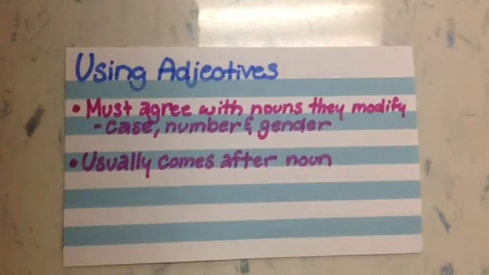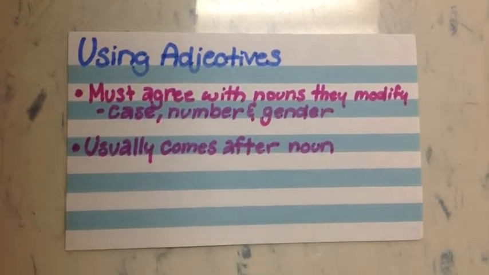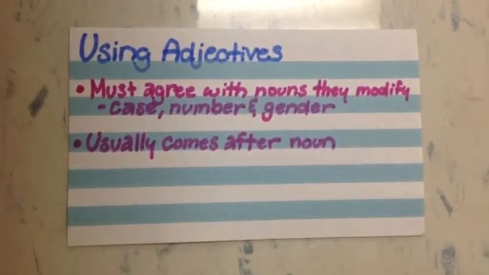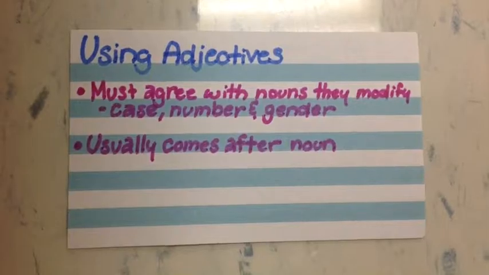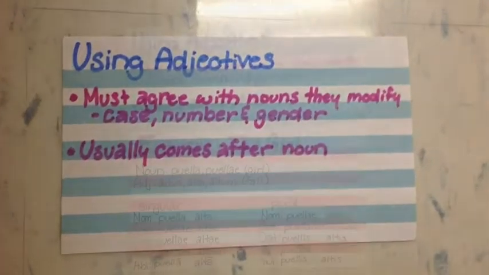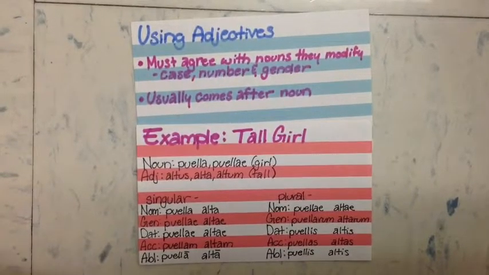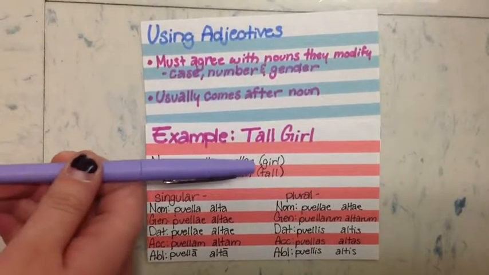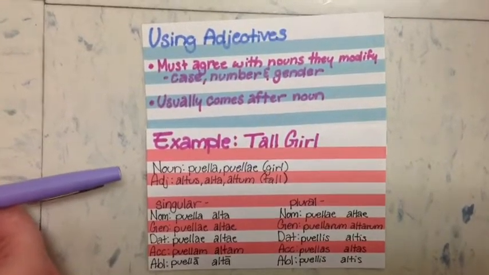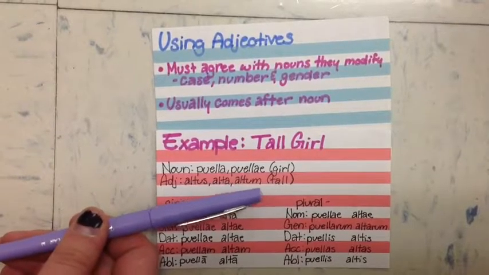When you're translating adjectives, they're a little bit different than when you use them in English, because they must agree with the nouns they modify in case, number, and gender, and usually when you see them they come after the noun. So now let's look at an example of using an adjective. So our example noun is going to be puella, puellae, which translate as girl. And then our adjective is going to be altus, alta, altum, which means tall.